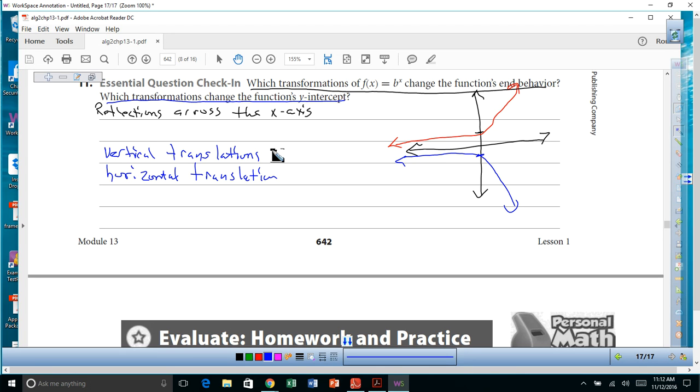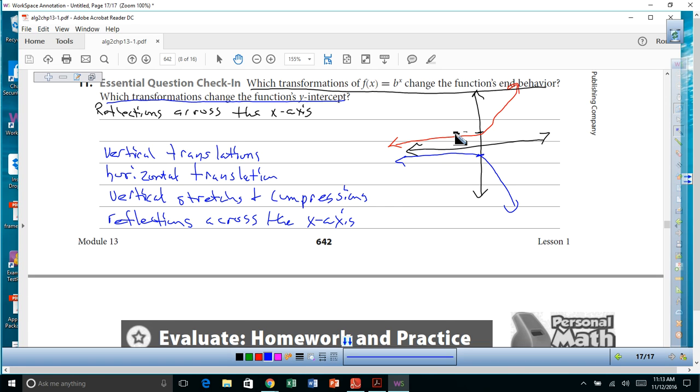Vertical stretches and compressions can. Reflecting it across the x-axis, reflections across the x-axis, as you saw right here in that graph right there. They all affect the location of the y-intercept.